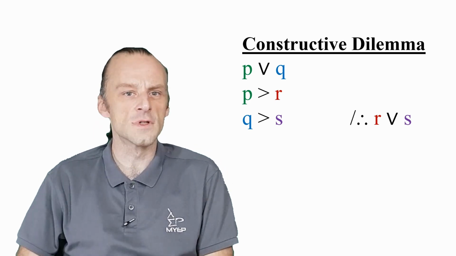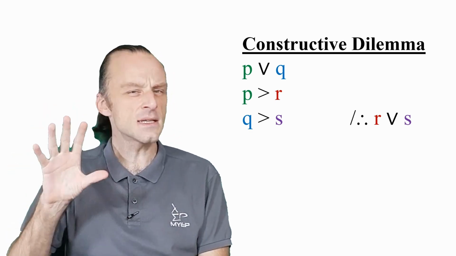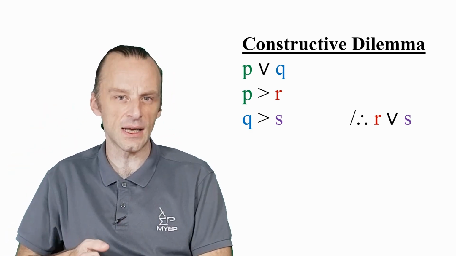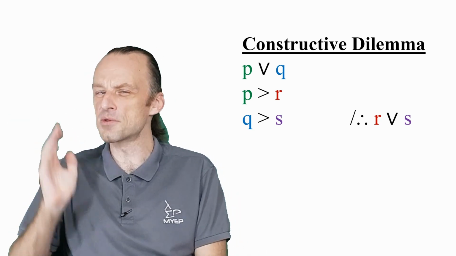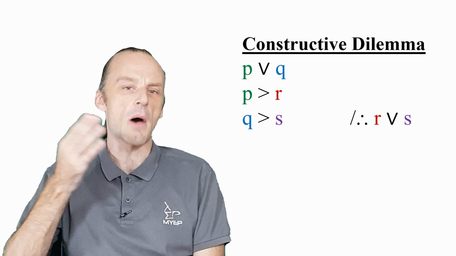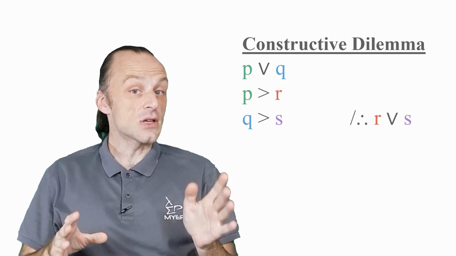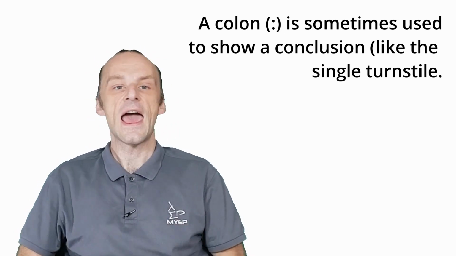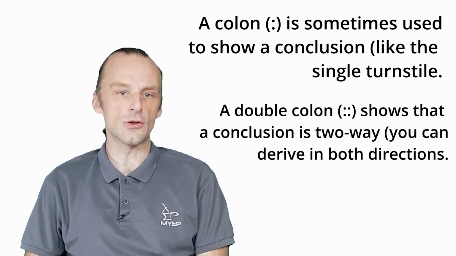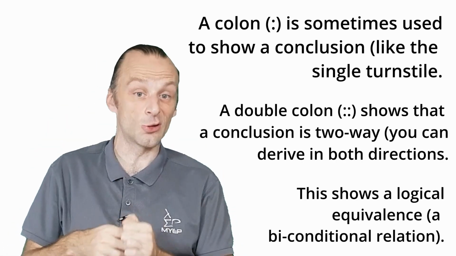These and several other rules of inference are still fairly easy to explain in a few words, although they may still take some work to see the logic clearly. But from here, arguments start to become more and more complex, and to correctly draw out the validity becomes harder and harder, as we shall see in part 5. In these examples, we also see a different way to show the conclusion. A colon is sometimes used in place of a syntactic turnstile, and a double colon shows that this conclusion is two-way. It is a corresponding biconditional, and this is a logical equivalence.